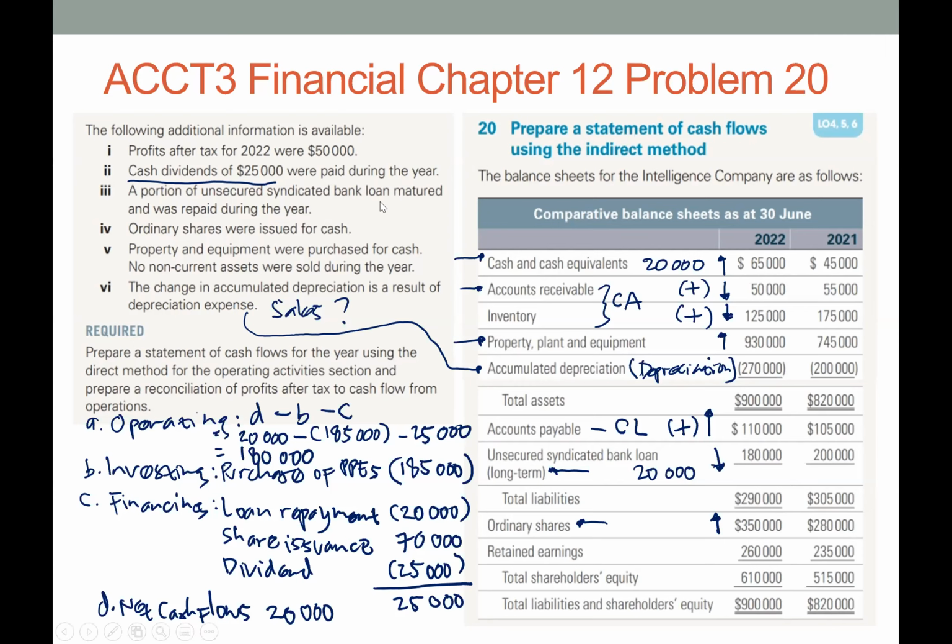So I also got one more question. For the bank loan, if some of it matures this year, and if we assume that it's the difference, which is 20,000, shouldn't we add that also as a current liability when doing the indirect method?